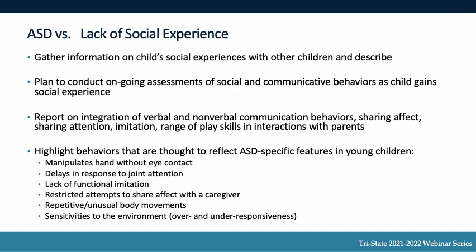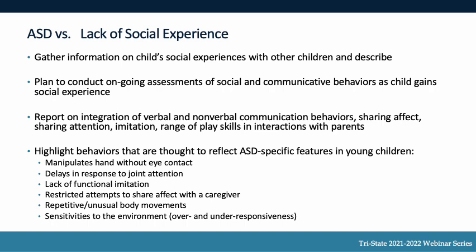So you're always going to gather information about the child's social experiences so you can describe them in your written report. And you do want to plan these ongoing assessments so that as the child gains social experience, you can see what sorts of qualitative changes occur over time. If the child truly has autism, it will take a lot of repetition to be able to learn new skills with new social experience. If the child doesn't have an underlying autism spectrum disorder, one would expect the social gains to occur more quickly with the access to peers increasing.